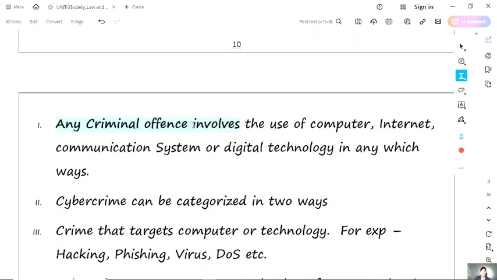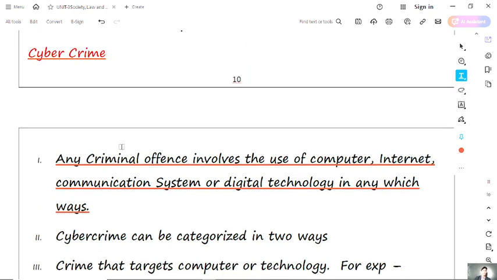Any criminal offences involve the use of computer, internet, communication system or digital technology in any way. See, in cyber crime generally what happens? It involves the use of computer along with the internet, the communication systems and all the digital technology used here to commit some offences against a particular person or communities. That is cyber crime.